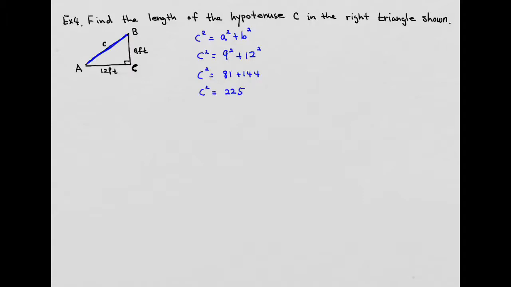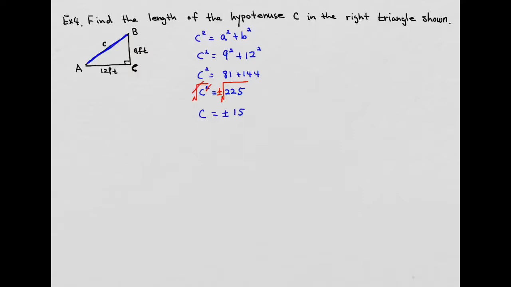225. In order to get rid of the square, we're going to take the square root of both sides, because square root is the opposite of square. And whenever we use the square root property, we need to put plus or minus signs. That will cancel out the square root and the square, and we're going to get c alone. And you have plus or minus the square root of 225, which is 15.